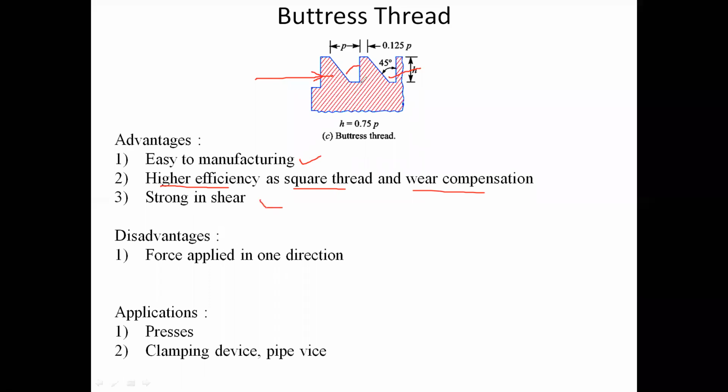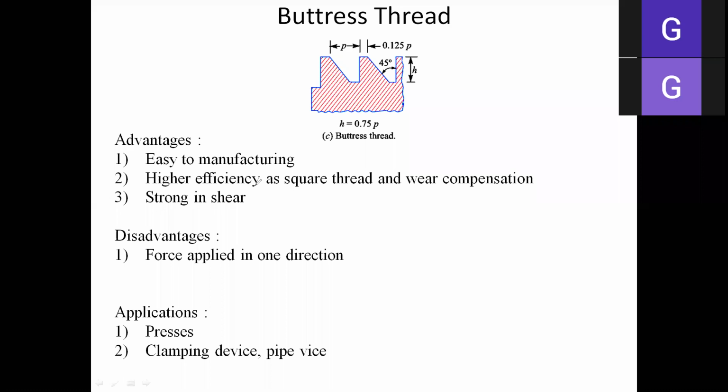Why it is strong? Because again, you can see here the base is going to increase. So width here is more. If this is more, that means again it is strong in shear. So these are the advantages. So in the advantage of buttress thread, we can say it is easy to manufacture, it is having high efficiency, as well as it is having wear compensation, it is strong in shear.